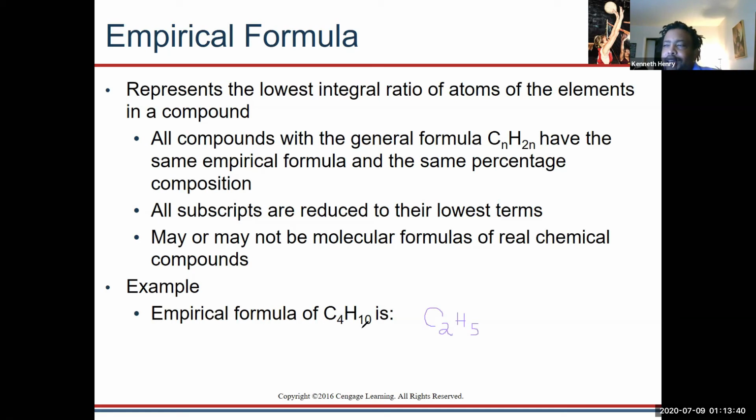So the empirical formula isn't that compound, but it is the lowest integral ratio that you can get from that compound, okay? And so the molecular formula is just going to be a multiple of it, okay? The reason why we use the empirical formula is because often we will use instrumentation to try to determine ratios of carbon to hydrogen, or let's say fluorine to phosphorus in different compounds, okay? So that we can get an idea of what would be the base of that.